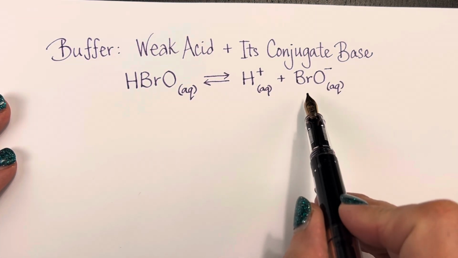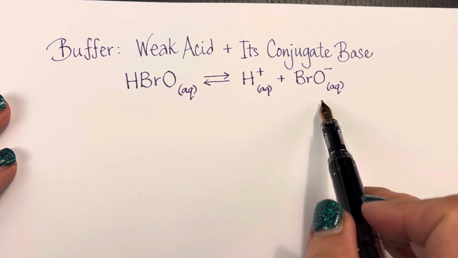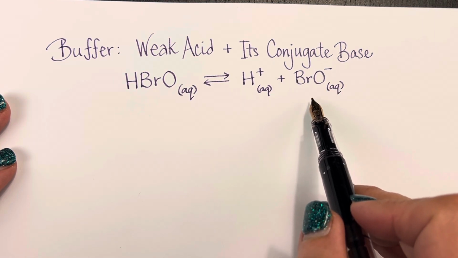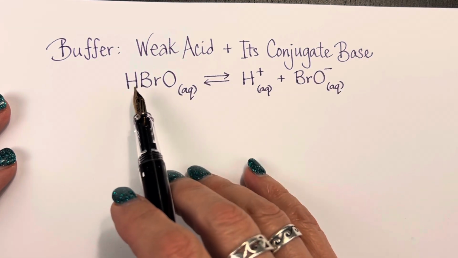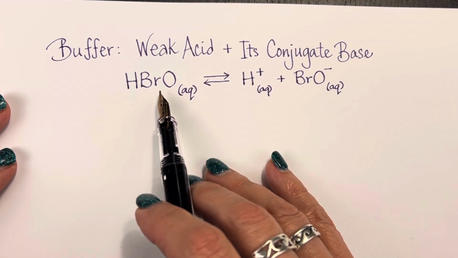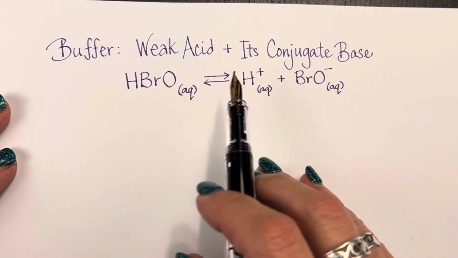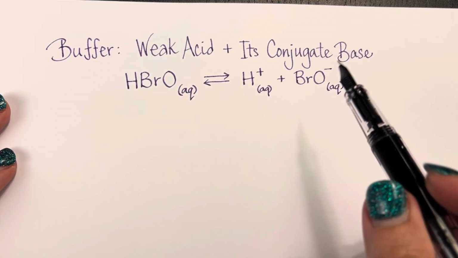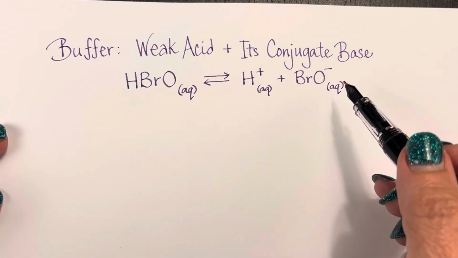However, if you put in some of its conjugate base, then that gives essentially a receptacle to react with any acid that happens to be added. And we have the acid on this side that can react with a base. So this equilibrium can shift to either side depending on whether you're adding a strong acid or a strong base.